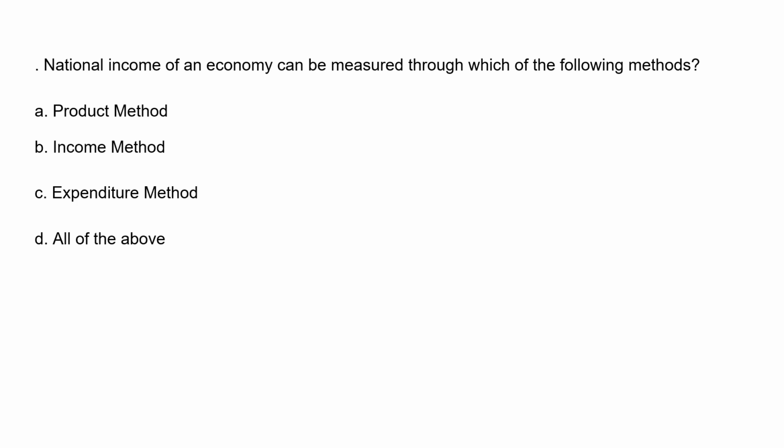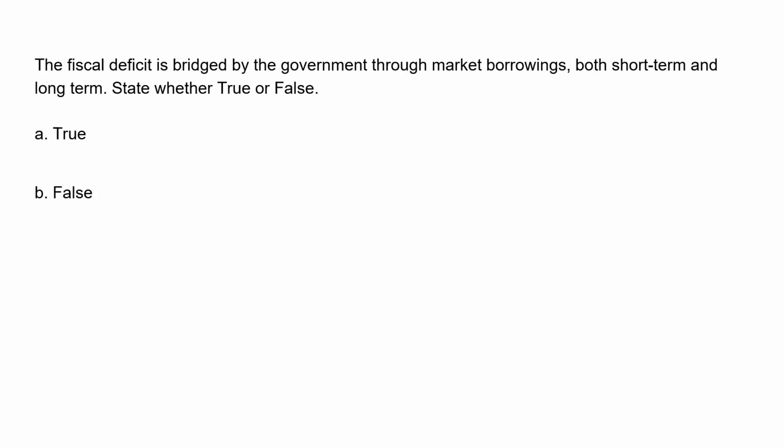Okay. Now let's understand the third question. National income of an economy can be measured through which of the following methods? Options are given: product method, income method, expenditure method, and all of the above. And you know the correct answer is all of the above. Okay, let's go to the last question. The fiscal deficit is bridged by the government through market borrowing, both short term and long term. State whether true or false. The correct answer is it is a true statement.